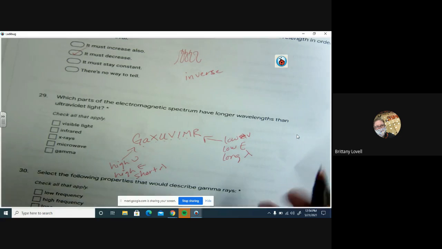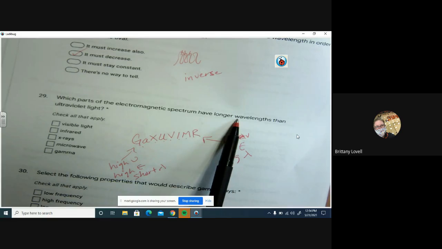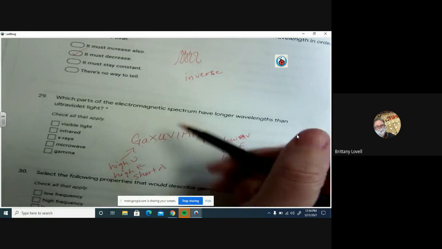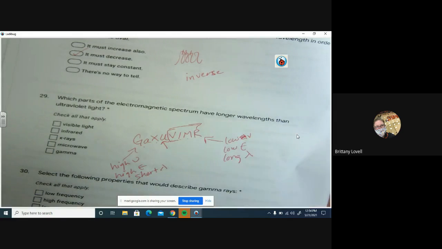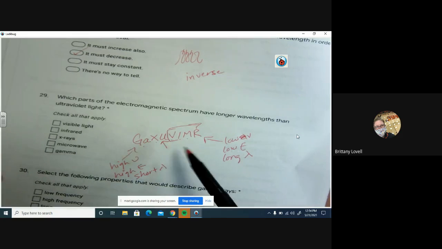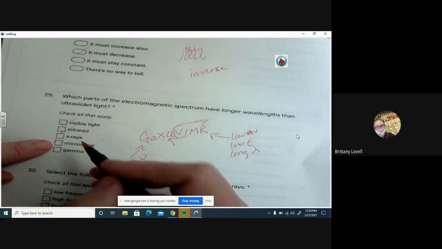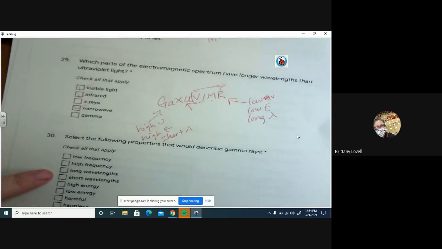So which part has longer wavelengths? We want to go in the direction of longer, so we're going to be moving down on this end. Longer than ultraviolet: if ultraviolet is here, it has to be anything from here on out. All of those have longer wavelengths than ultraviolet. So let's check all that apply. It's definitely going to be visible and infrared, not X-ray, definitely microwave, and not gamma.